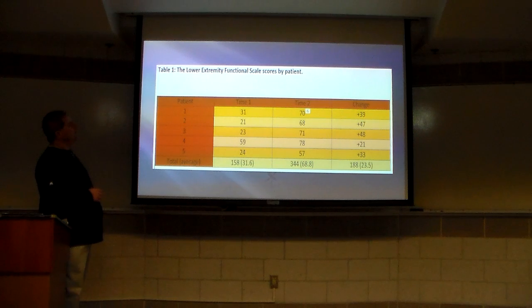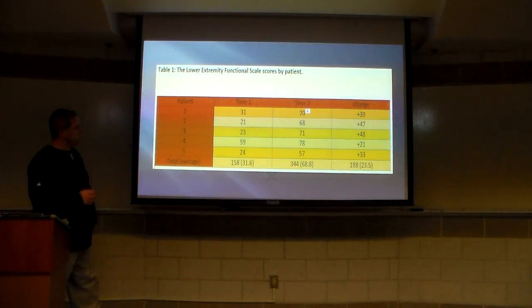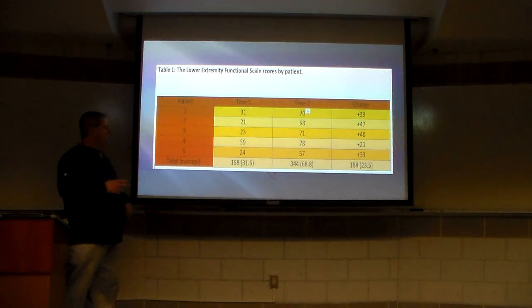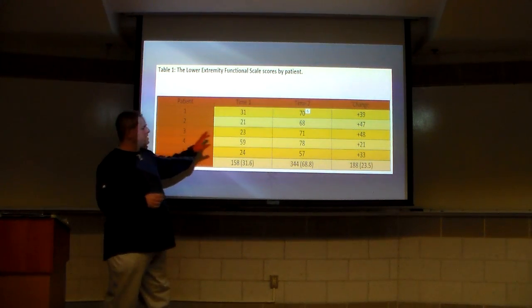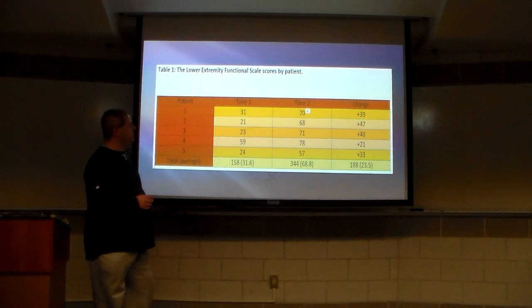Here is the table for the lower extremity functional scale scores by patient. I'm really going to focus on one patient here, actually patient number 1. But here's the data from all the patients. They improved on both scales.